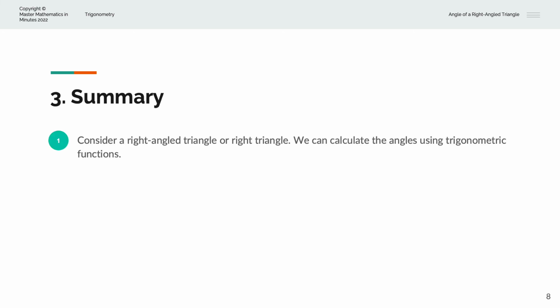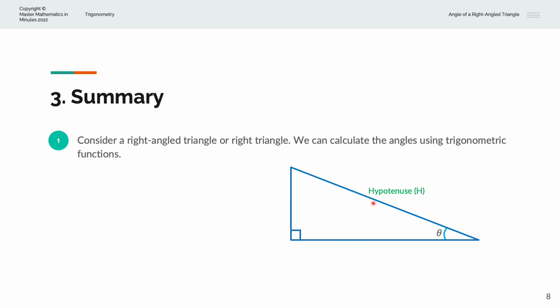To summarize, consider a right angle triangle or right triangle. We can calculate the angles using trigonometric functions. Visually, with a right angle triangle or right triangle, we'll label this angle here as theta. So the side that is opposite the 90-degree angle is called the hypotenuse, and it is also the longer side. The side that is opposite the angle theta is called the opposite side. And the side that is next to theta is called the adjacent side.